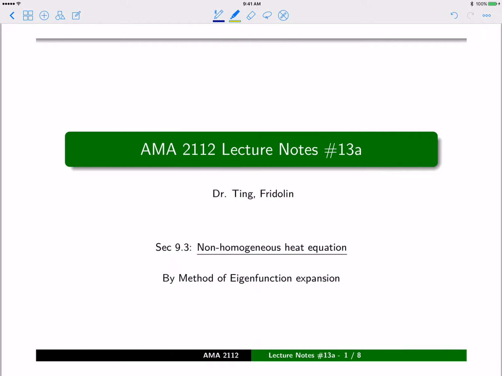Okay, so today we're gonna finally solve some non-homogeneous PDEs. The last 2-3 weeks we've been just studying homogeneous PDEs. So we're gonna start with the non-homogeneous heat equation. We're gonna solve it in two ways. The first way is by method of eigenfunction expansion in this lecture 13a video notes, and in lecture 13b we're gonna solve it by method of substitution. Let's begin.